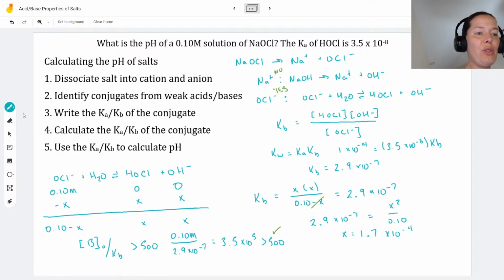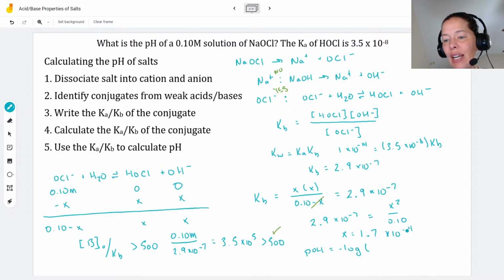So what I'm going to do now is calculate, and you can do this a couple different ways. I'll show you how I like to do it. I'm actually going to calculate pOH. So I'm just going to take the negative log of this X concentration. Again, it's the concentration of hydroxide. So my pOH for this solution is 3.77. But since the problem wanted pH, I have to convert that.